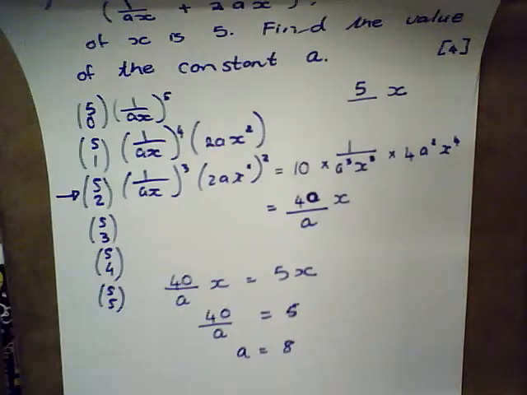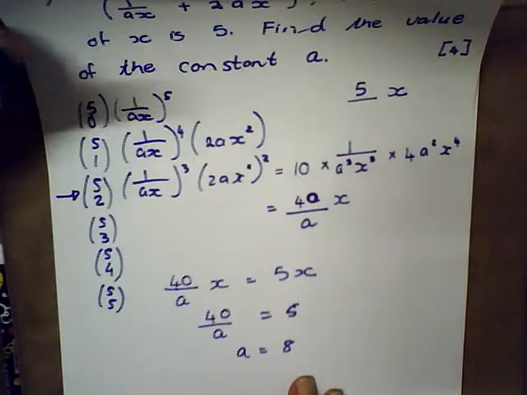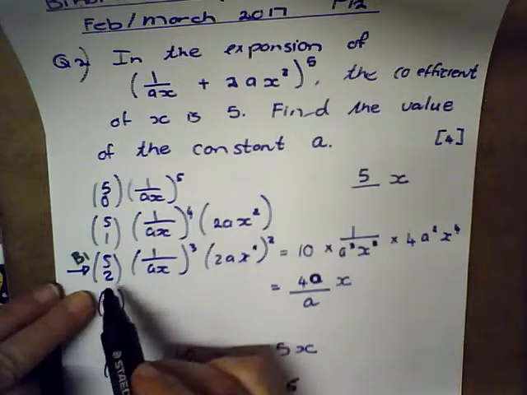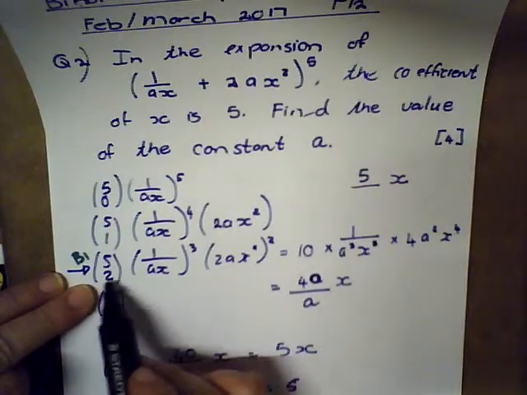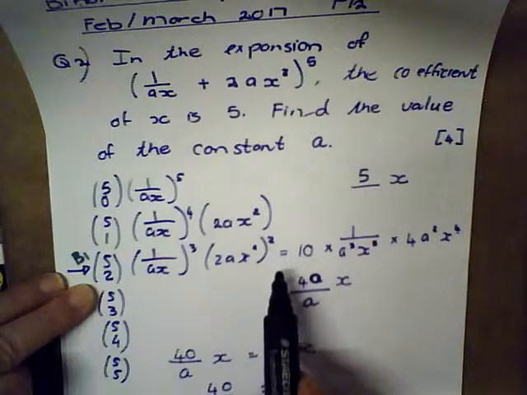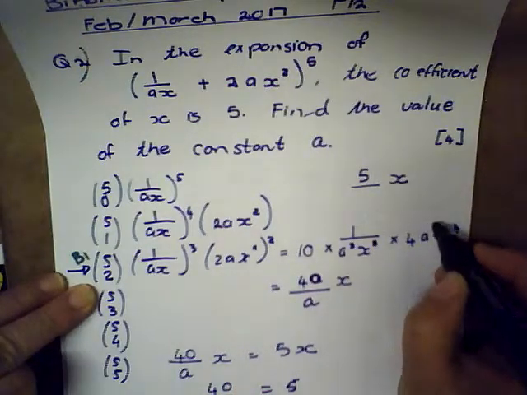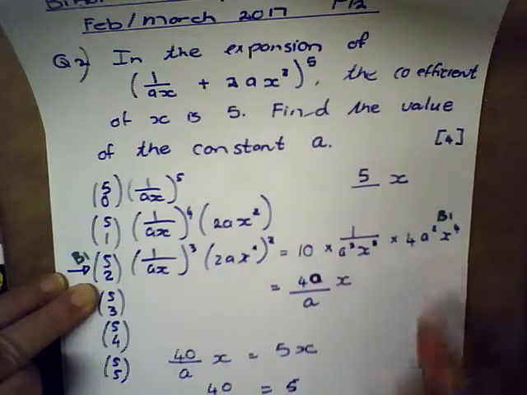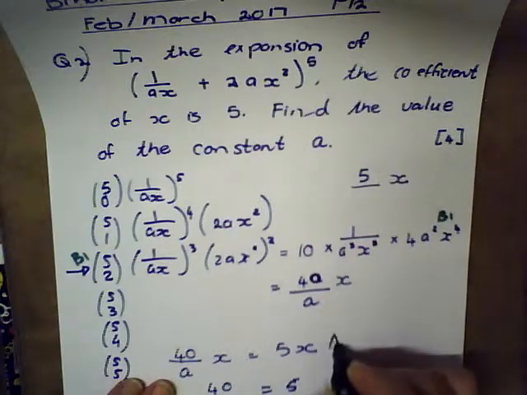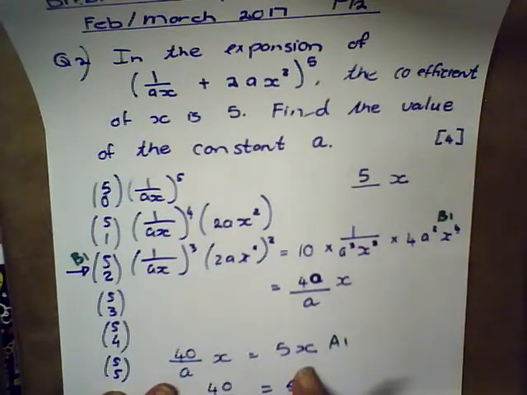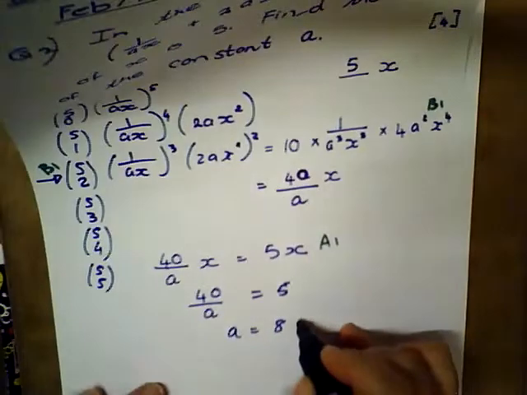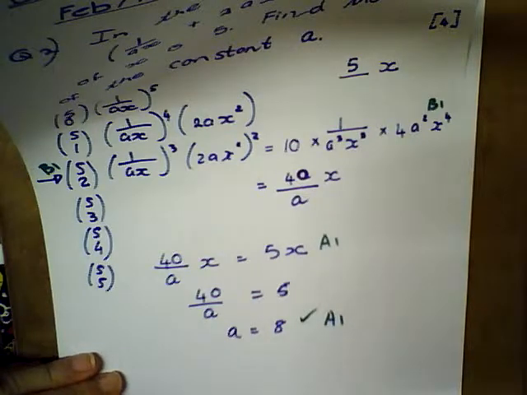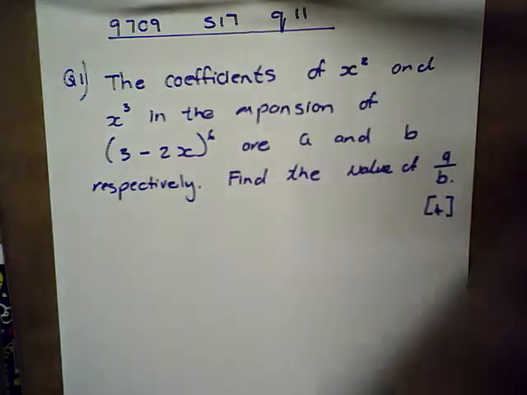Okay, how would I gain my marks here? First of all, I will get a B1 mark for recognizing that this is the expansion that I need to use. Then I will earn another B1 mark for expanding it over there. I will earn an A1 mark for setting these two values equal to one another, and another A1 mark for finding the value of a as 8. Okay, good. Let's go on to the next one.